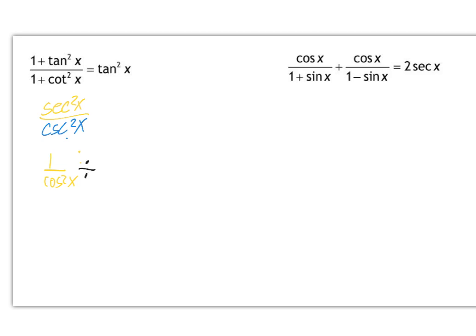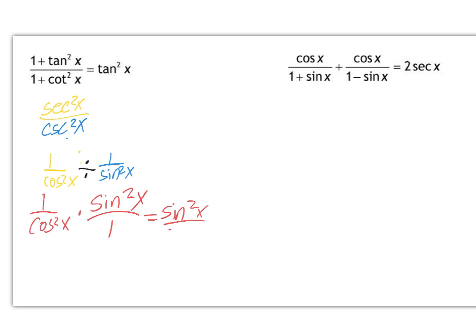We're going to divide these horizontally. Cosecant is 1 over sine squared of x. Converting these into multiplication, 1 over cosine squared of x times sine squared x over 1 is equal to sine squared x over cosine squared x. That means that tangent squared of x, which is what we have there, is equal to tangent squared of x, and we are done.